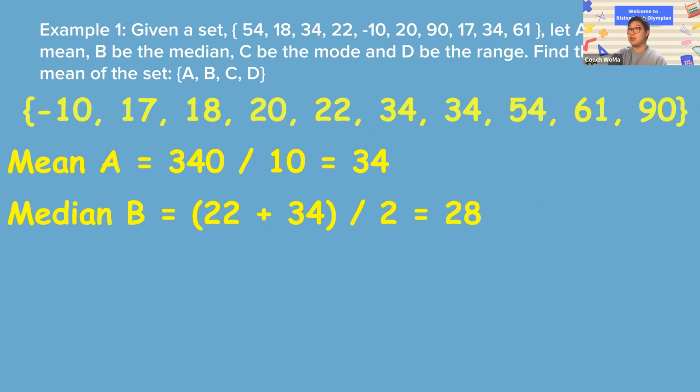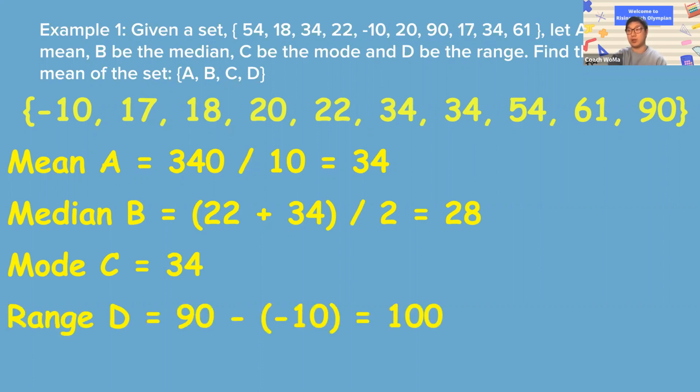But in this case, there's only one number that appears twice and everything else just appears once. So the mode in this case is 34. So C is 34. And then the range is just the biggest number minus the smallest number. And if you look at a sorted list, you can see that 90 is the biggest in this case, negative 10 is the smallest. So the range will be 100.